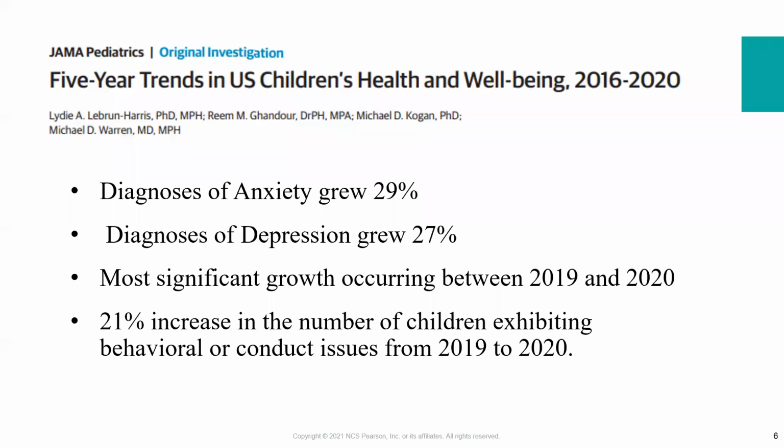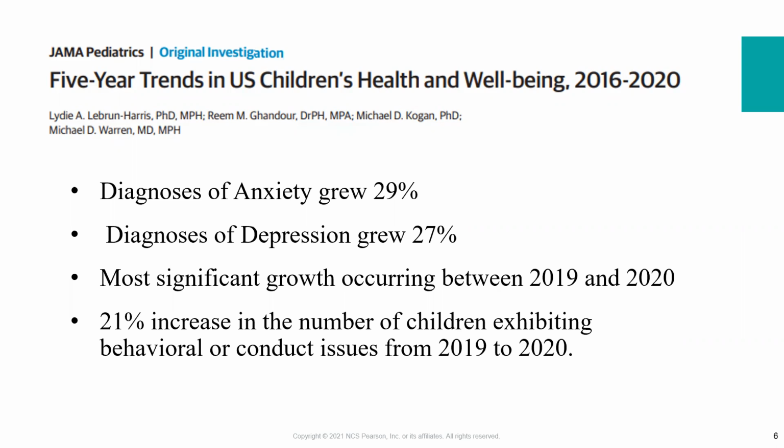Student mental health concerns are not new. However, they are increasingly more prevalent. In March 2022, the US Department of Health and Human Services published a study in the American Medical Association's journal, JAMA Pediatrics, that reported substantial increases in diagnoses of anxiety and depression in children and adolescents between 2016 and 2020. Diagnoses of anxiety grew 29%, and diagnoses of depression grew 27% during that time period, with the most significant growth occurring between 2019 and 2020.